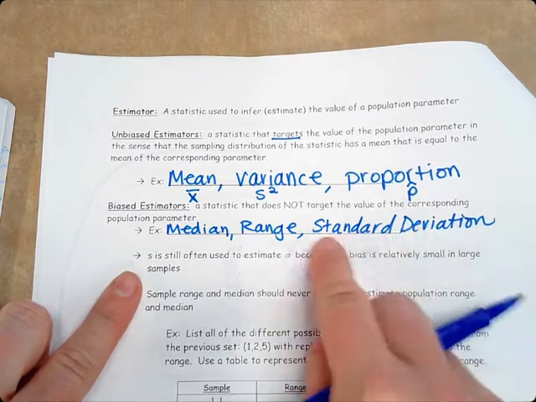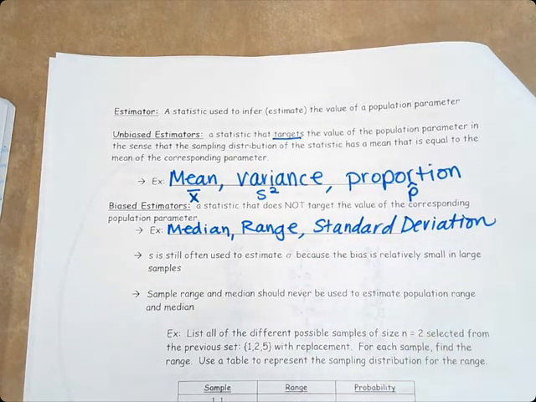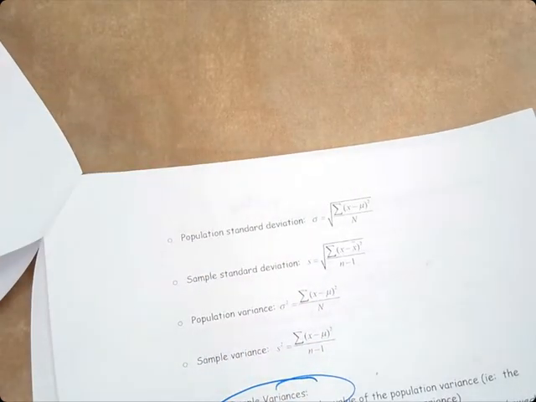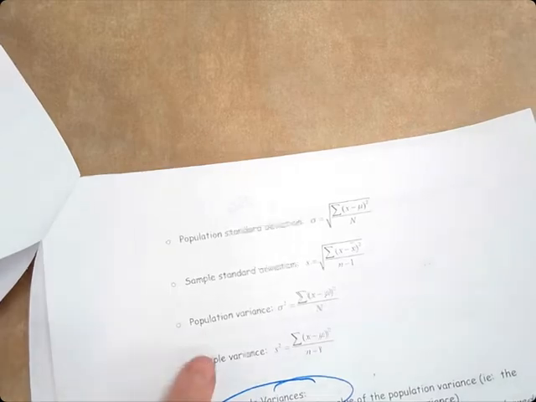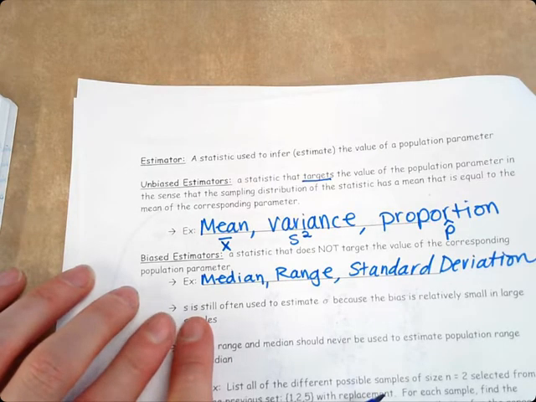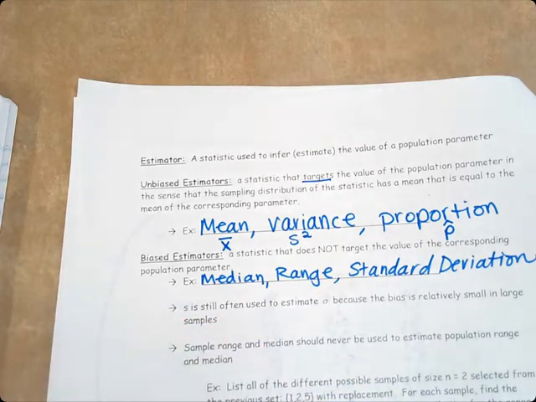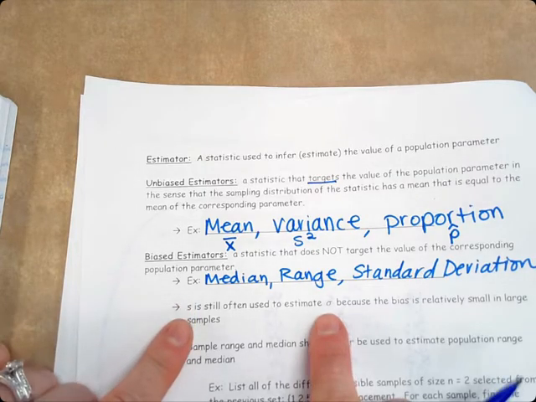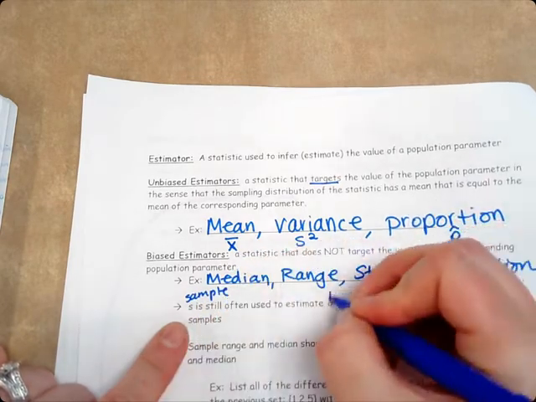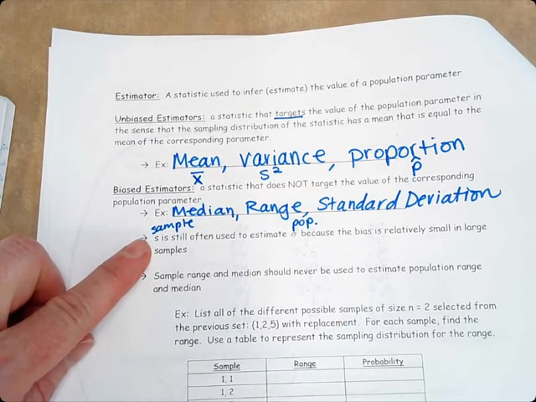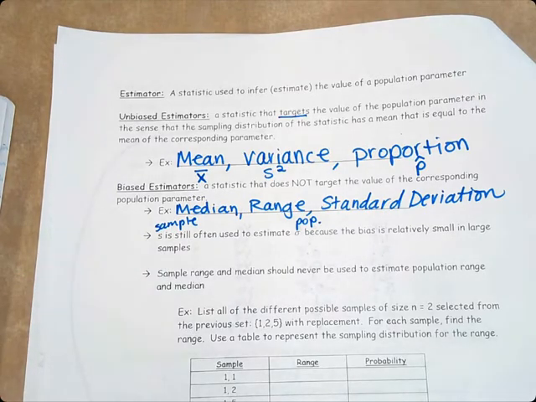The only one I'm wondering about is the standard deviation, because to find standard deviation, it's a squared. Standard deviation is the square root of the variance. It does tell us that the standard deviation is often used to estimate our population. There we go, this is sample. I always get those confused. And this is your population standard deviation, because the bias is really small in large samples. So if it's a large sample, you can use this as an unbiased estimator. Sample range and median should never be used to estimate the population range or median.